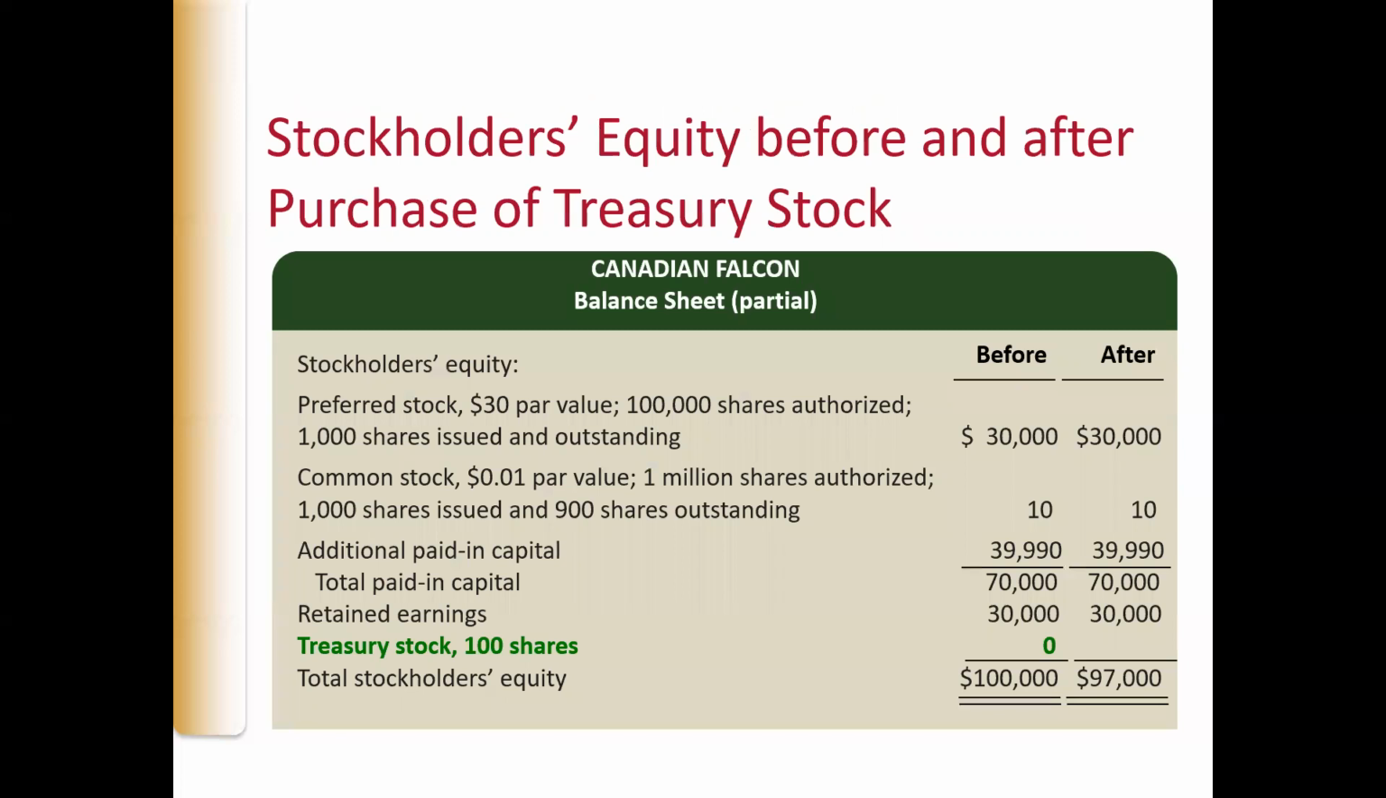Now, when you purchase treasury stock, it will reduce the stockholders' equity section. Do you see, before the treasury stock was purchased, our stockholders' equity section was sitting at 100,000. After the treasury stock was purchased, since that treasury stock is a negative balance, it's a contra account, our stockholders' equity was reduced to $97,000.